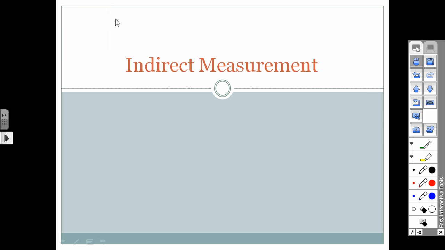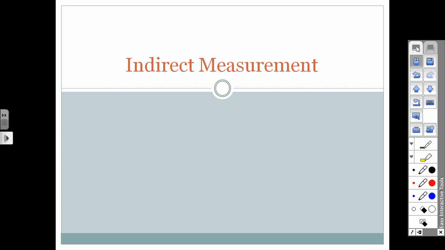Right, so we've got indirect measurement here, which is kind of like a subcategory or extra topic, if you will, from section 4. And I wanted to do this separately because there's 4 different methods that I wanted to touch on that the book doesn't really go into a lot of detail with.